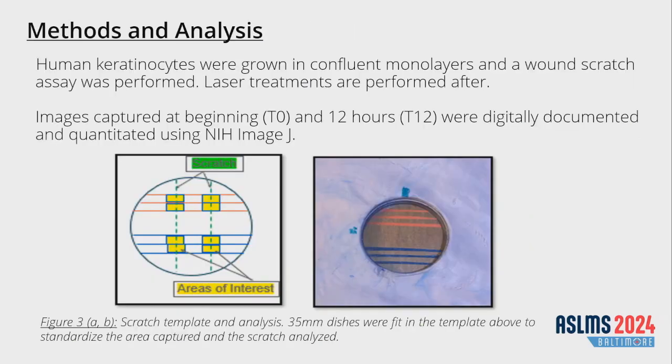Now, what we do is we take all the theory and put that into the lab through our research. So we work with human keratinocytes, the HaCaT cell line. We have a confluent monolayer in a 35 mm Petri dish, and we perform a scratch assay and further do laser treatments. The images are captured from T0, time 0, when the dishes are treated with the lasers, to T12, and then we analyze them through ImageJ.